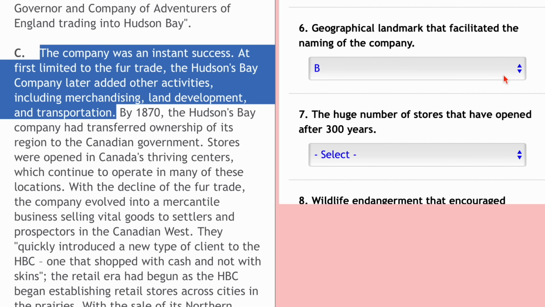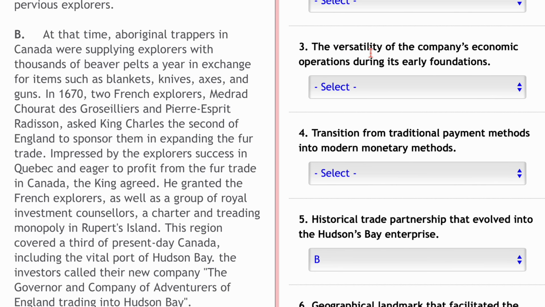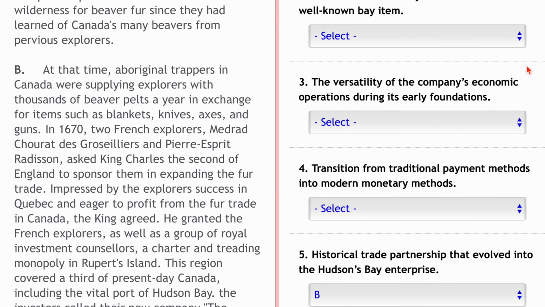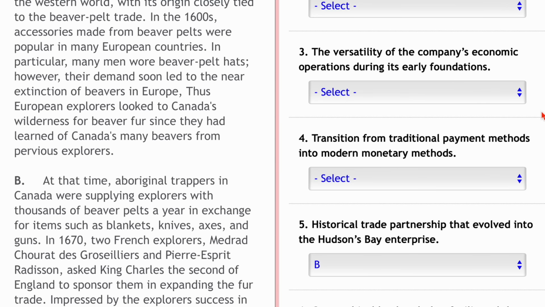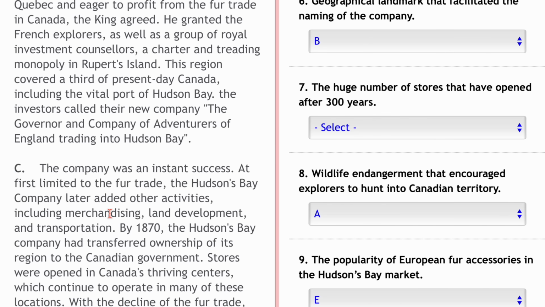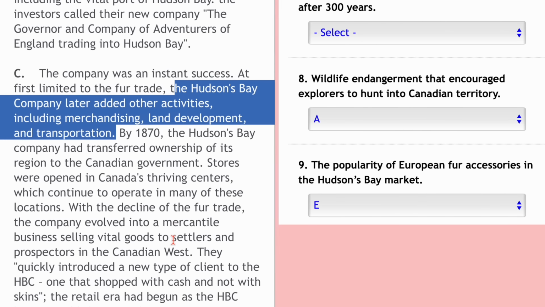Huge number of stores, transition from payment methods into the versatility, operations, early foundations, historical symbolism bestowed, acquisition. So looks like it's 3, right? The versatility of the company's economic operations during its early foundation. So it says here it was involved in a variety of businesses over here. Okay, so that one is correct.